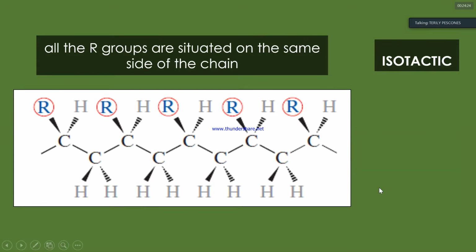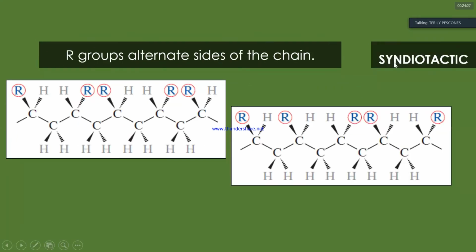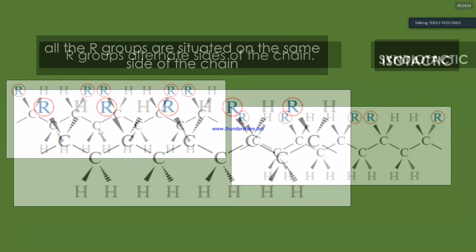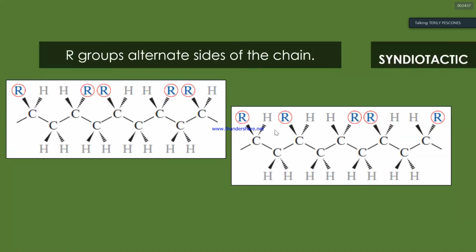Okay? Then, next is we have the syndiotactic. Okay. So, R groups alternate sides of the chain. Okay, alternate sides of the chain. Okay, so nakikita natin yan. Alternate. So, yung kanina, ano ba yung kanina? Magkakatabi. Okay, so nakita niyo magkakatabi sila. Yung dito sa pangalawa, alternate. So, carbon and then another alternate. Okay. So, that is the syndiotactic.